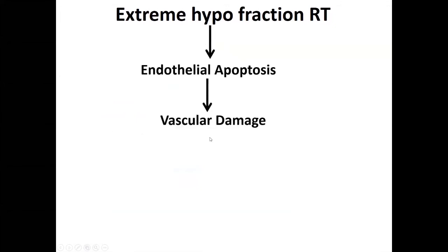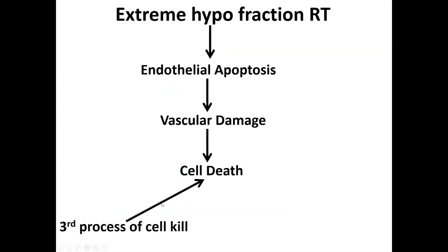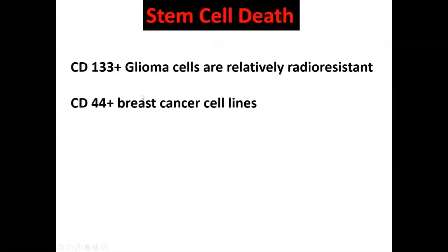So extreme hypofractionation results in endothelial apoptosis, resulting in vascular damage, hampered blood supply, and ultimately cell death. So this is the third process of cell kill, and the other two processes are alpha and beta cell kill. The fourth process is the stem cell death. We know that there are stem cells now in most of the solid tumors which are relatively radio resistant. So what is the evidence which suggests that there is a direct damaging effect of the high dose of radiation used in non-fractionated radiotherapy on these stem cells?